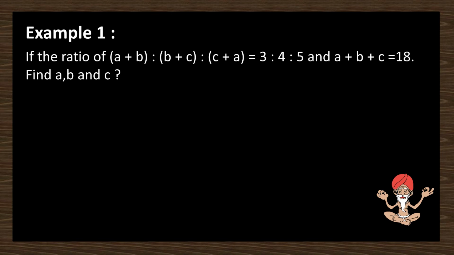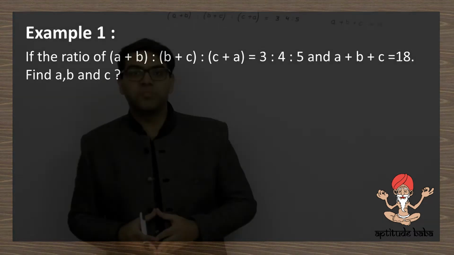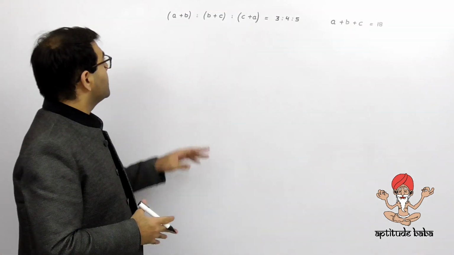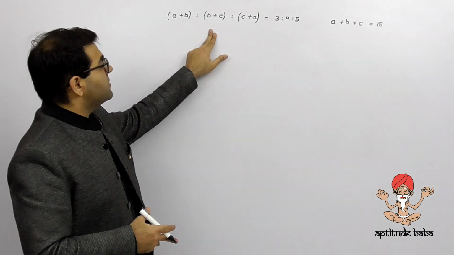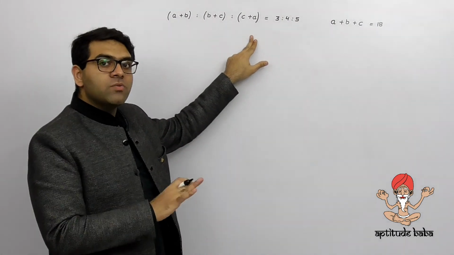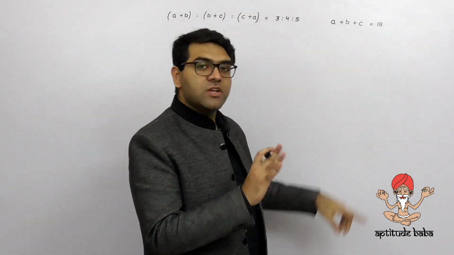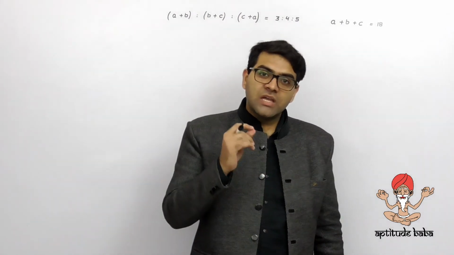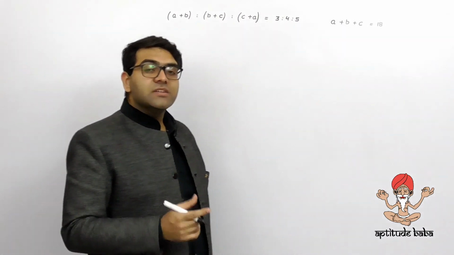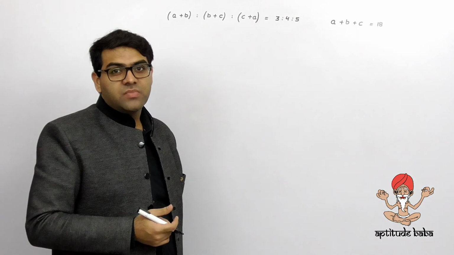If the ratio of a plus b is to b plus c is to c plus a is 3:4:5 and a plus b plus c equals 18, find a, b and c. In this given question, I am given the ratio of a plus b is to b plus c is to c plus a. Along with that, I am also given the sum of 3 variables a, b and c. What I am required to find here is the value of a, b and c.